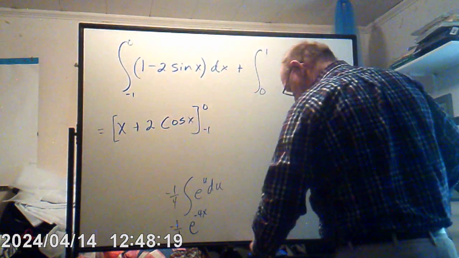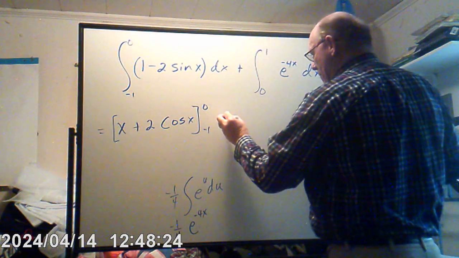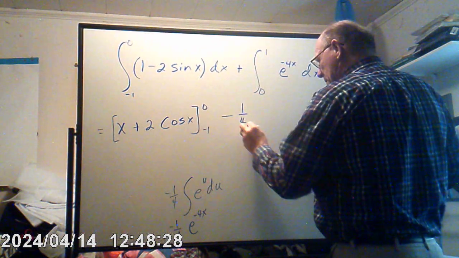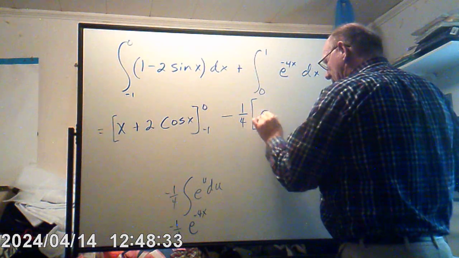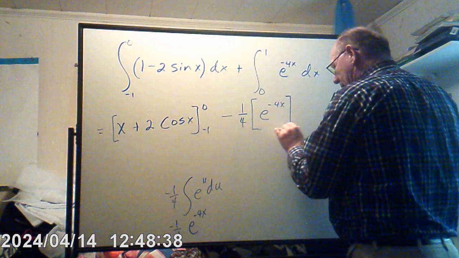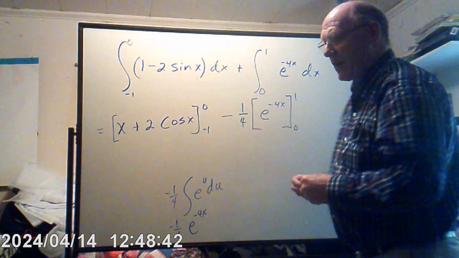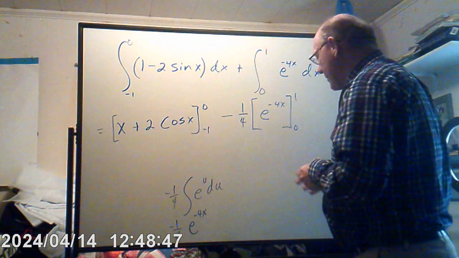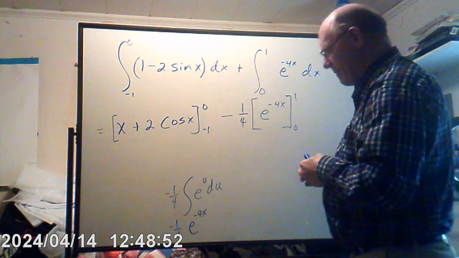So I'm going to make the -1/4 e to the negative 4x, and we're going from 0 to 1 there. You have to divide it up because it is a piecewise function, y'all. That's just the way it is. But we got different integrands here, okay?